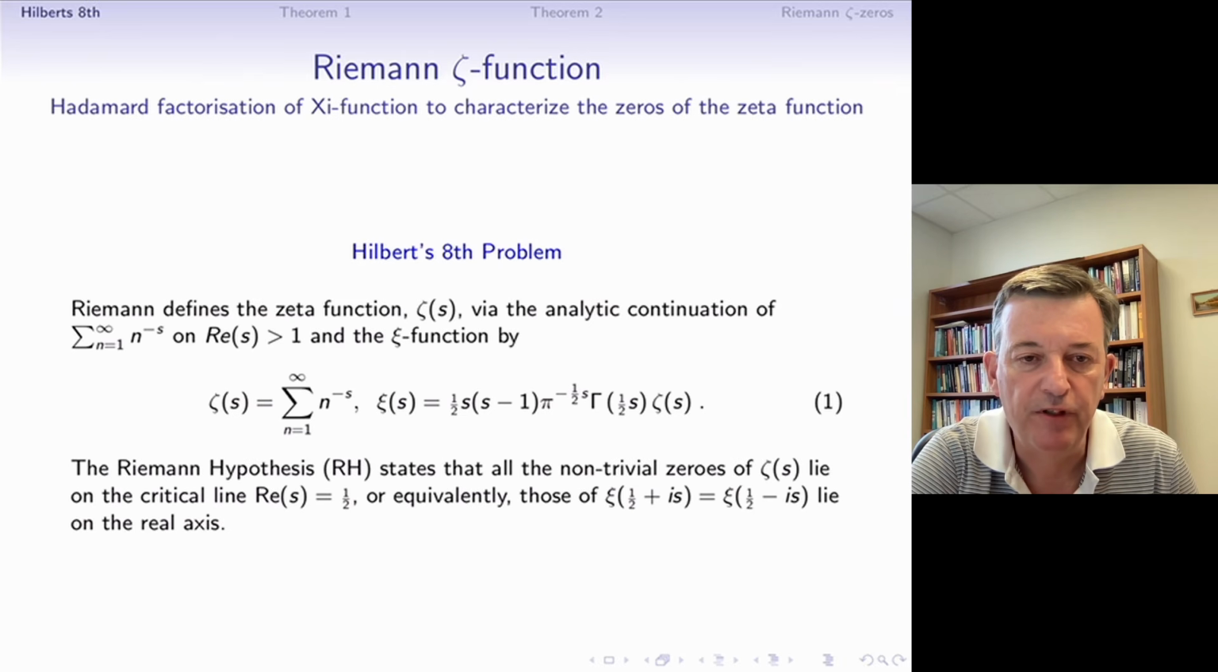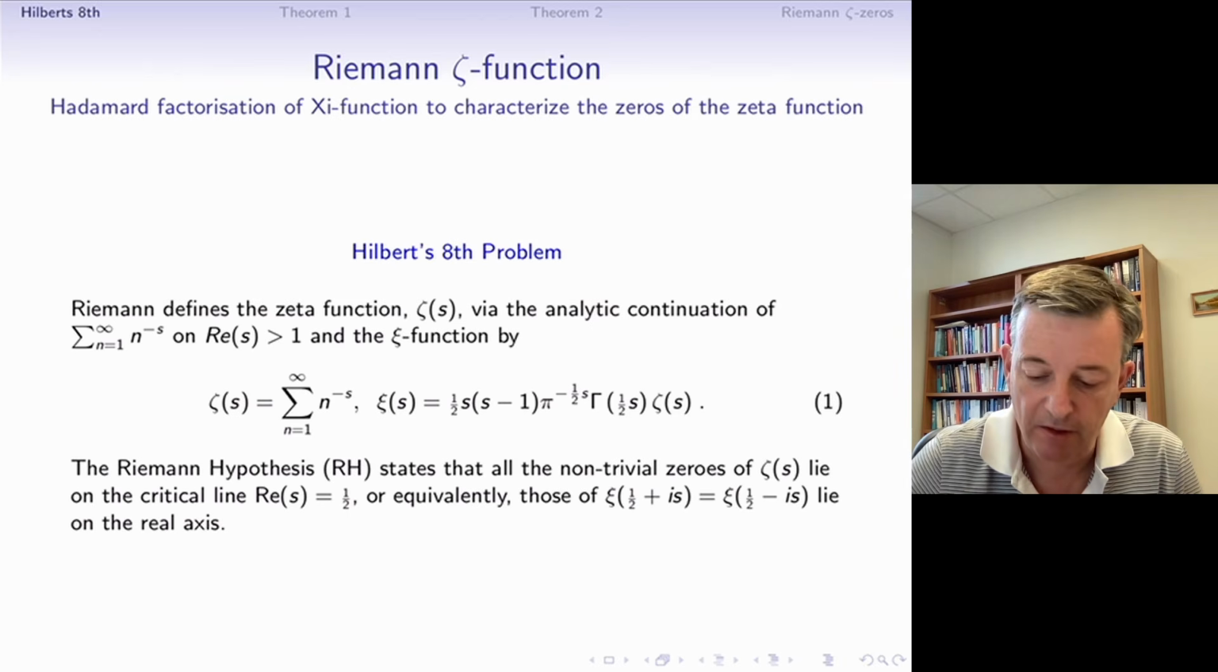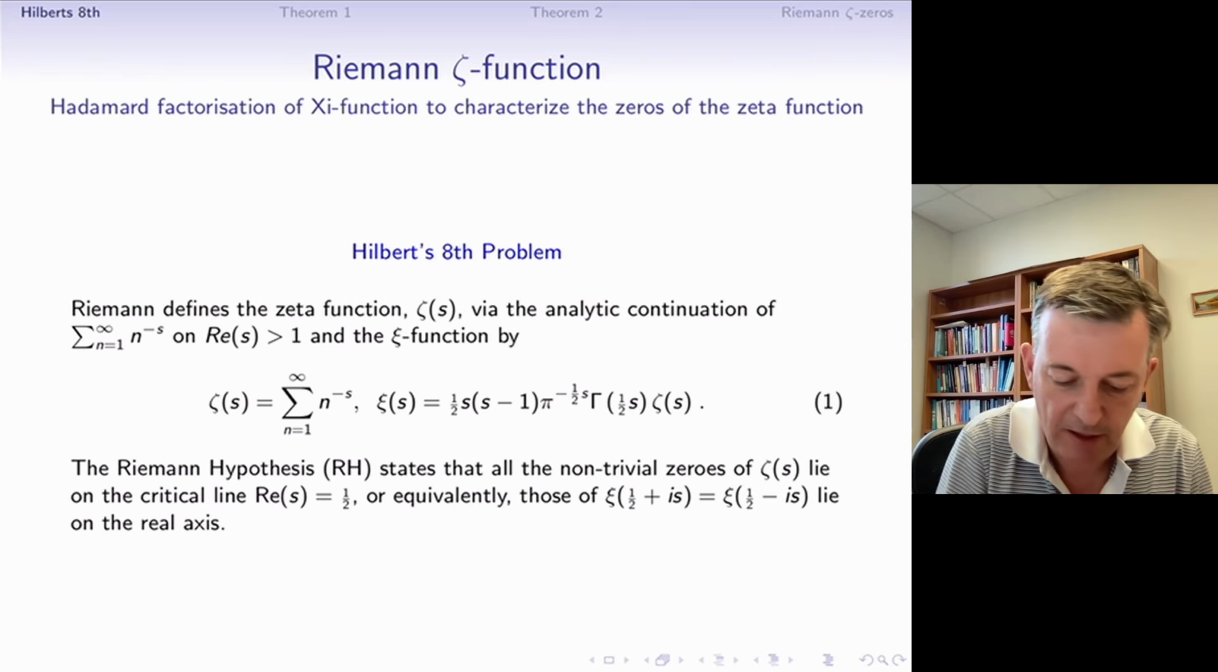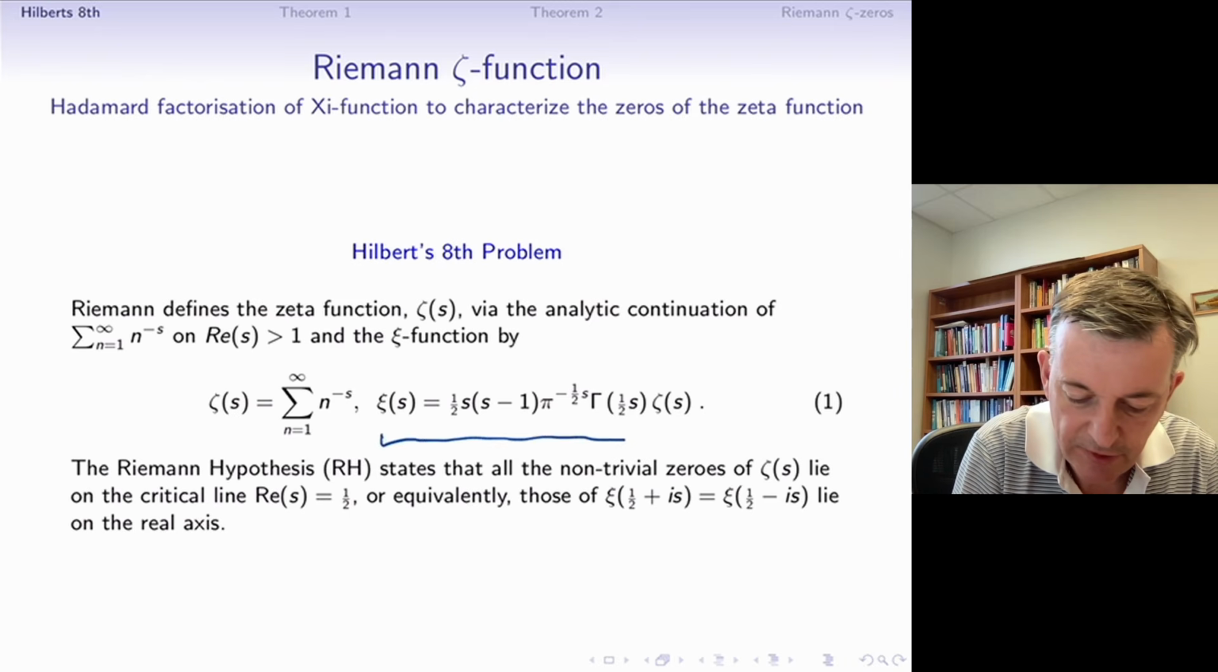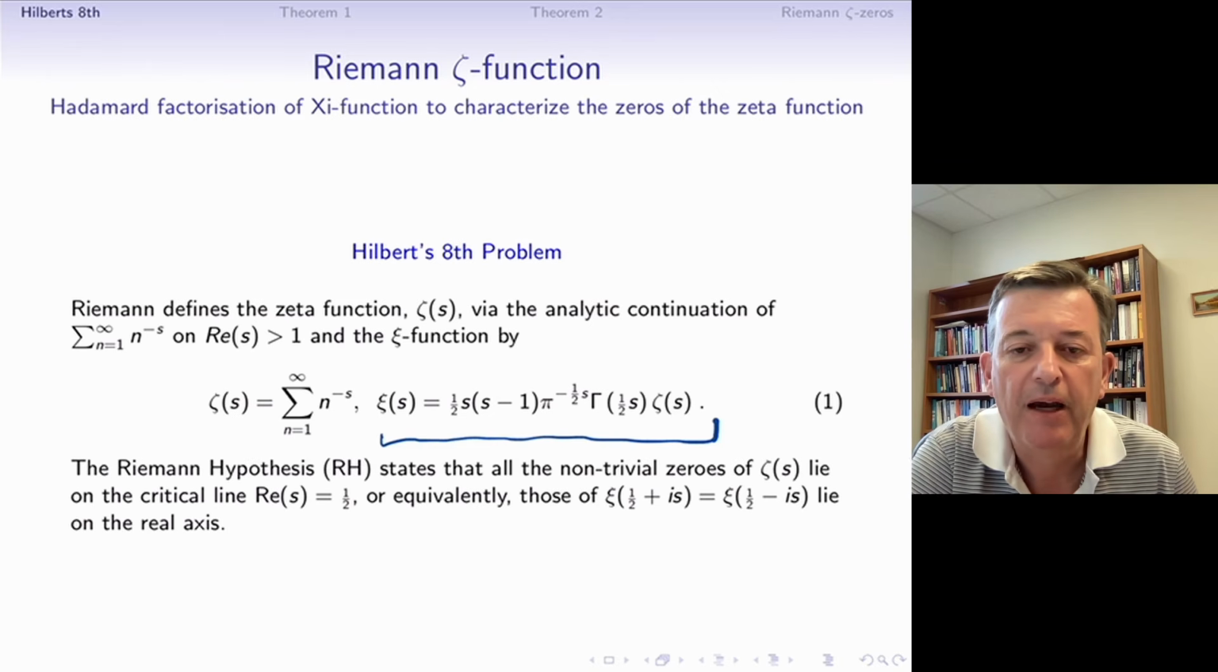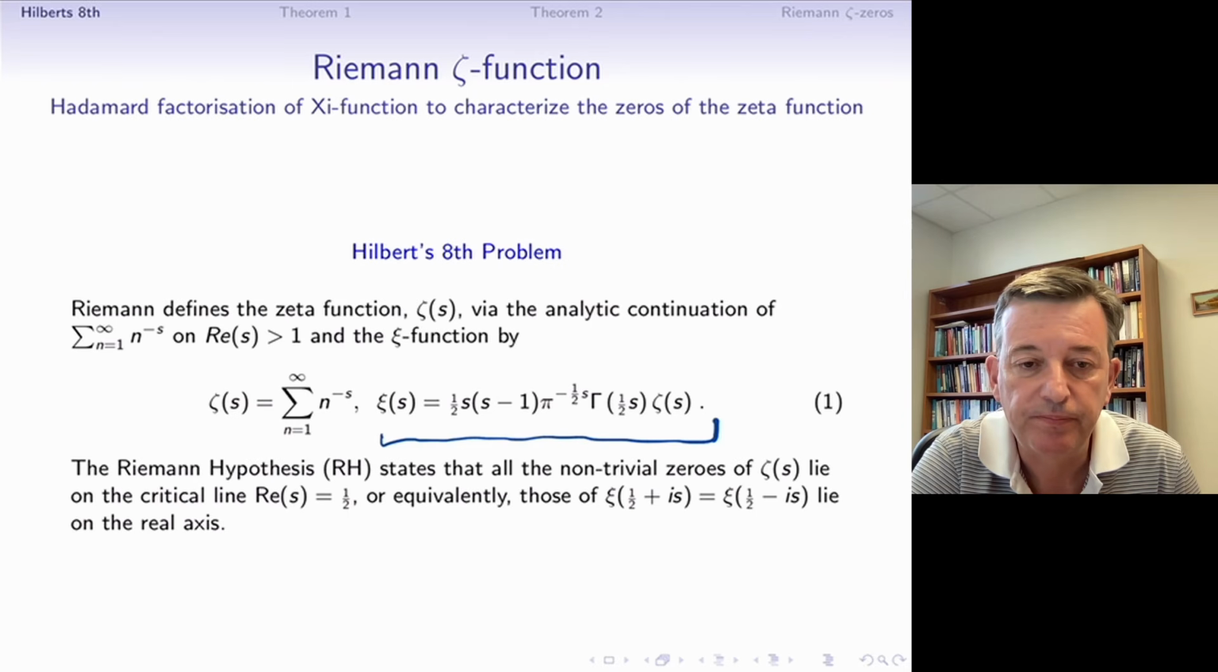Let's first quickly define the zeta function, zeta of s. For real s bigger than 1, it's just defined as the classic sum as n goes from 1 to infinity of n to the minus s. Then the related function, the psi function, is essentially a regularized version of the zeta function. So psi of s is a half s times s minus 1, pi to the minus a half s, gamma of half s, and then the zeta function. And this is in some sense a regularized version of the zeta function.